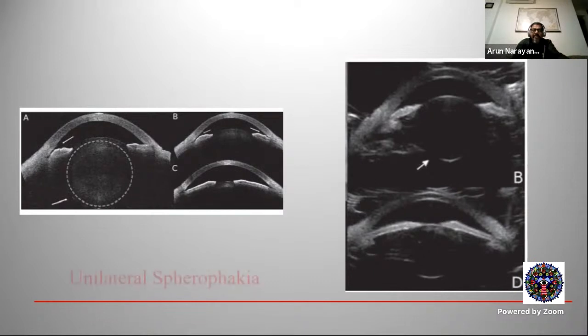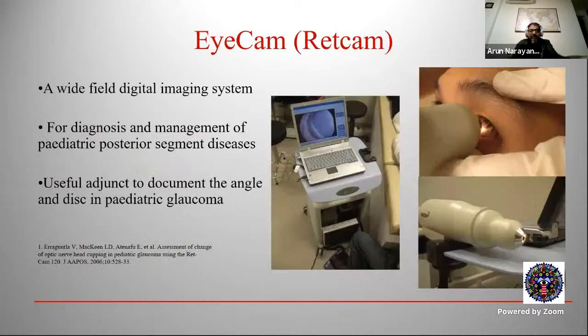It's an atypical case, a myope, and you were able to pick up this rare case of unilateral spherophakia causing angle closure in a young adult. So this is how you use imaging to your advantage to learn and to understand pathophysiology better.